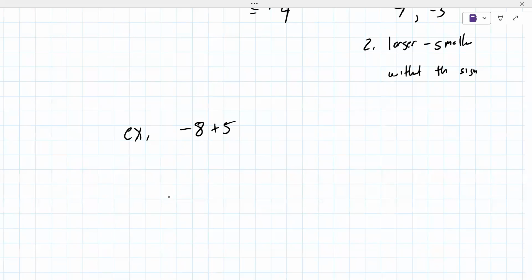So what you do is, since there are two different signs, you determine the sign. Which is further from 0, -8 or +5? On a number line, let me grab a number line here real quick. Okay, so here is 5, here is -8, there's 0. Which is further from 0? -8 is further away. So the answer is negative, okay?